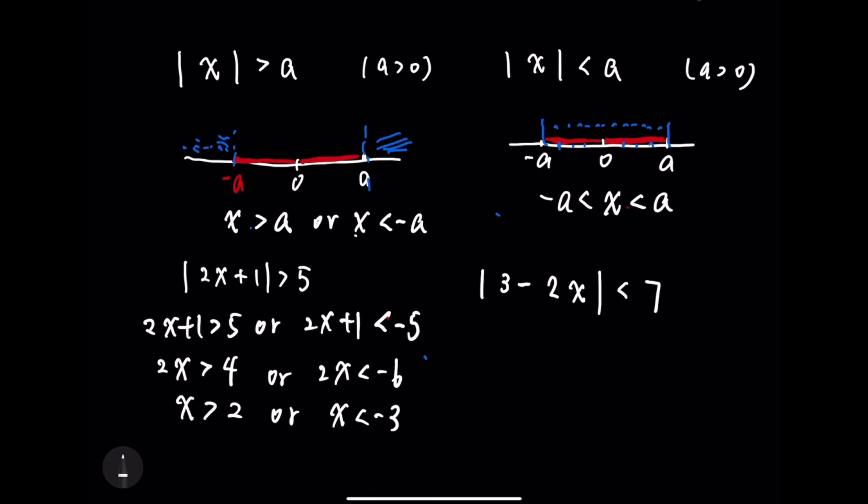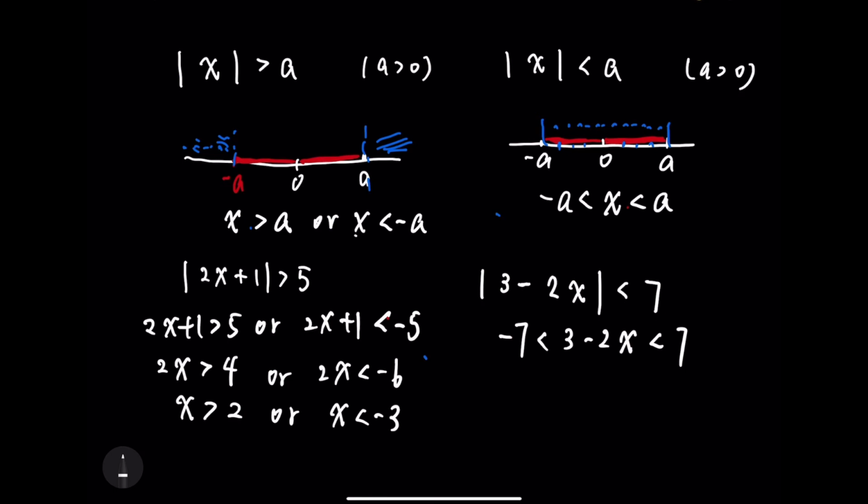If less than a number, say for example this question here, 3 minus 2x absolute value less than 7. If less than a number, it means this number must be in between 7 and negative 7. The distance will be less than 7. So from here, we make a double inequality. So I'm going to solve this double inequality on both sides, left and right.